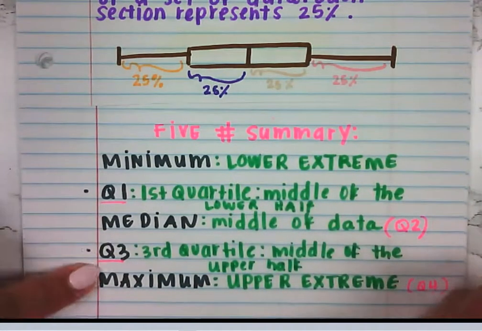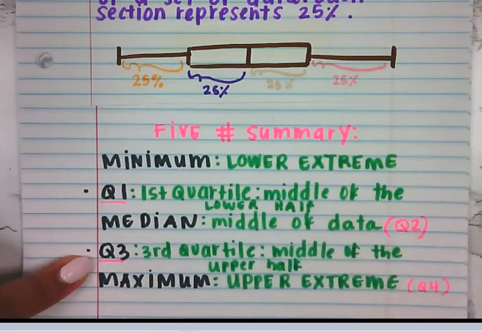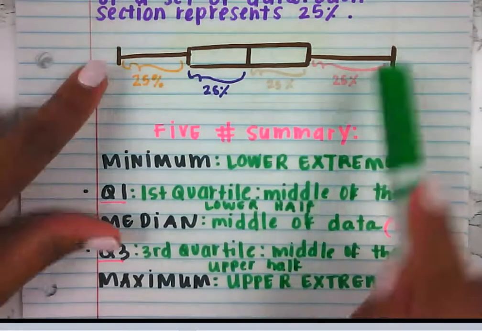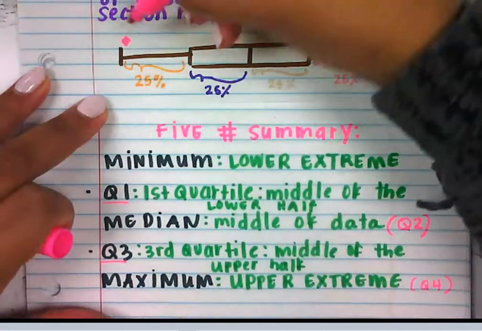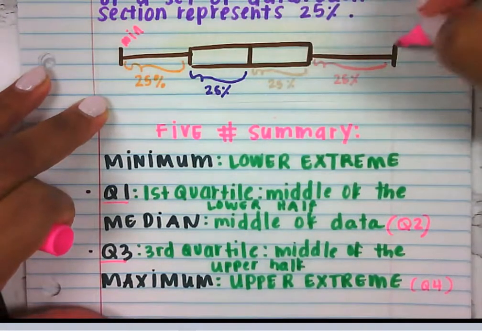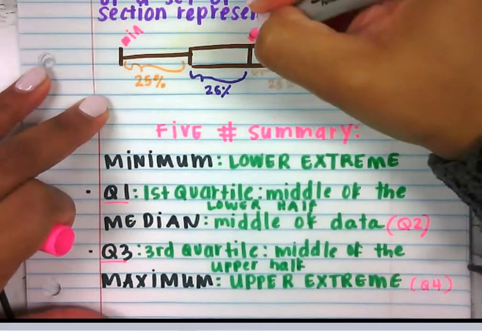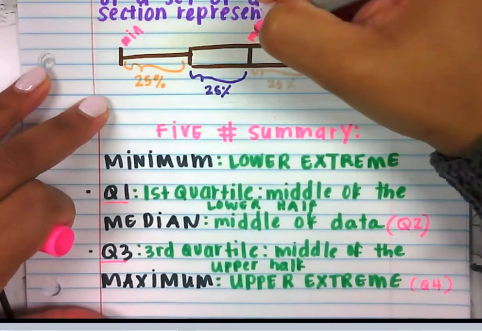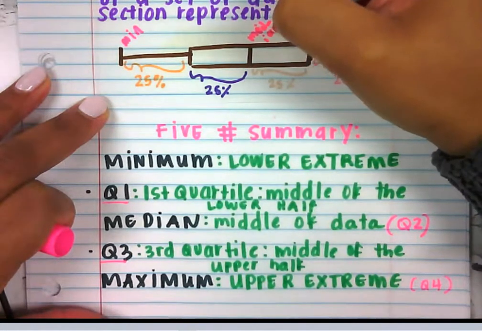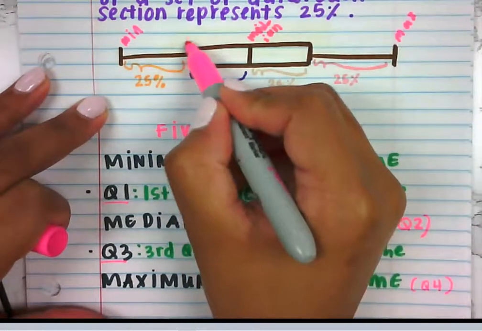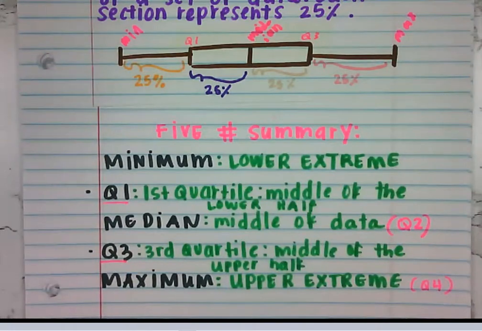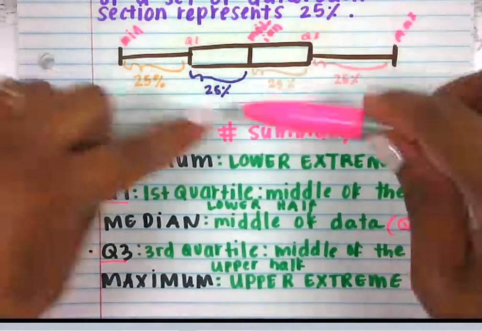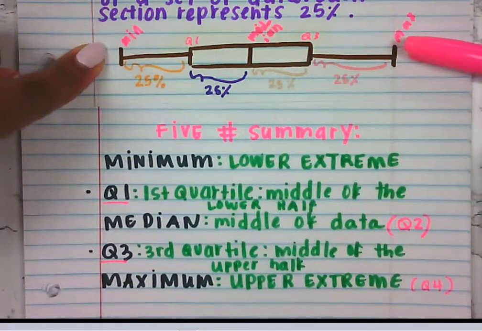So we split our data in half. What's the middle of the upper half? And so looking at our box and whisker plot right here, we can see that our minimum would be here. This is our minimum. This is our maximum. This is our median. This is your quartile 1, and this is your quartile 3. We plot those 3 points on a number line, and we're able to make our box and our whisker to our minimum and maximum values.